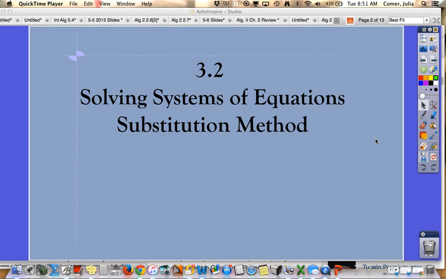Hi everyone, today we're going to talk about systems of equations and solving them with the substitution method.